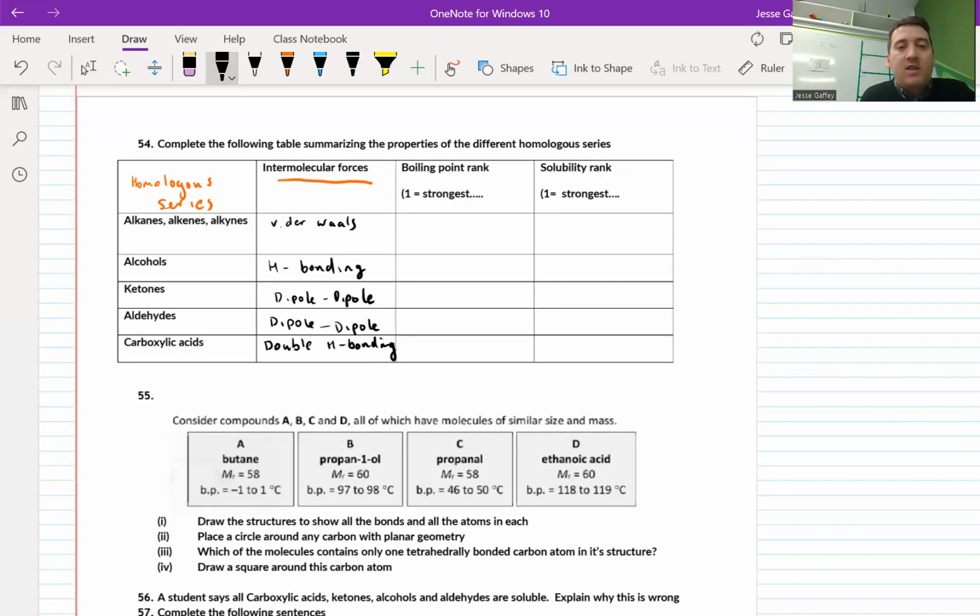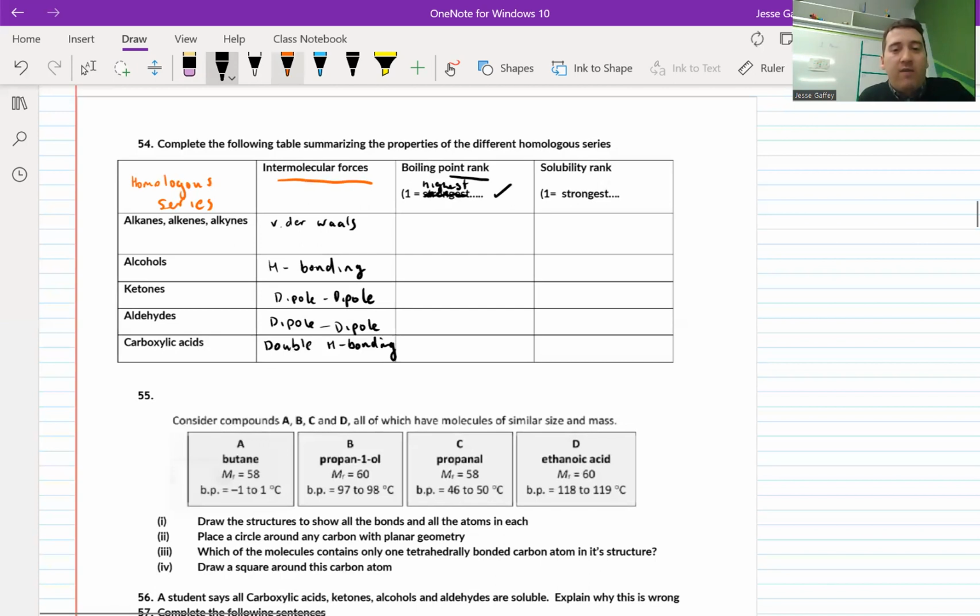Okay, so the next thing is to rank them in terms of the boiling point, where number 1 is not strongest, but highest. So of course, which are the strongest intermolecular forces here? That will be the highest boiling point, and then work your way down to the lowest. Let's rank these from 1 to 5, where 1 is the highest boiling point. Pause the video and do that now.